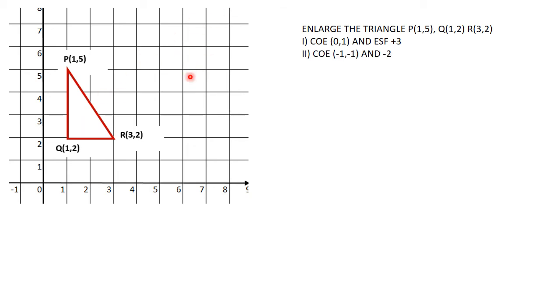We have another question here. The center of enlargement is (-1, -1), probably somewhere down here, and the enlargement scale factor is -2. That tells us that the image will come on the opposite side, will be overturned, will be twice as big, twice as far in the opposite direction. That's important for me to mention. But let's consider the first question. Transforming the triangle PQR with the center of enlargement being (0, 1) and the enlargement scale factor being positive 3.